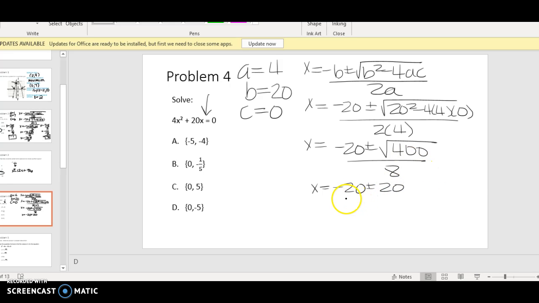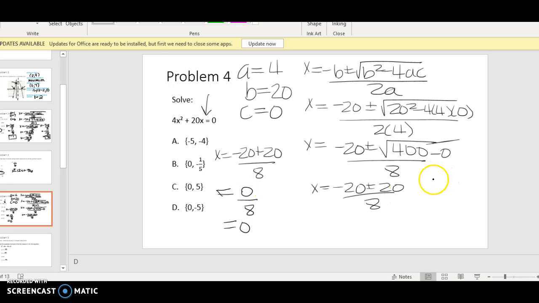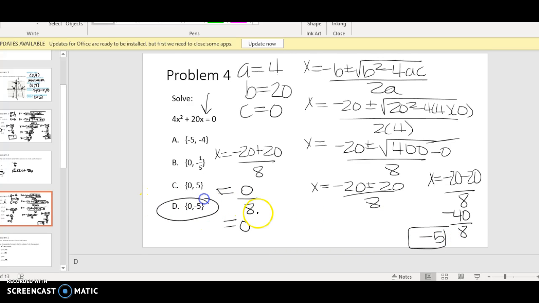The square root of 400 is 20, because this is a 400 minus a 0 up here, I should have added that. So we've got x equals negative 20 plus 20 over 8, which is 0 over 8, which is 0. And then we have x equals negative 20 minus 20 over 8, so that's negative 40 over 8, so a negative 5. So D is the correct answer.